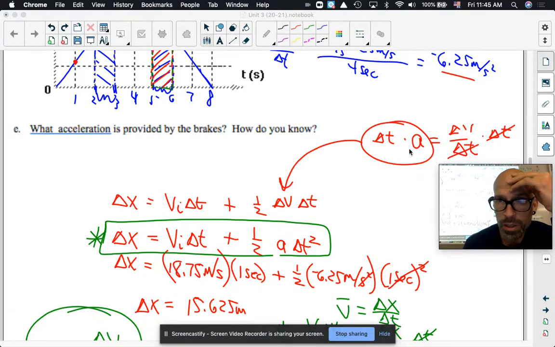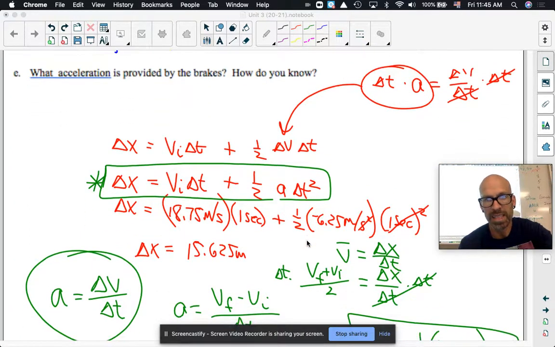What I did is I took the a equals delta V over delta T equation. I solved it for delta V, and I substituted it in place of delta V, which makes this equation. You'll want to write that down. This is what's known as a kinematics equation. That is area under the curve. This is like a rectangle. This is like the triangle. And that's an equation that works all the time.